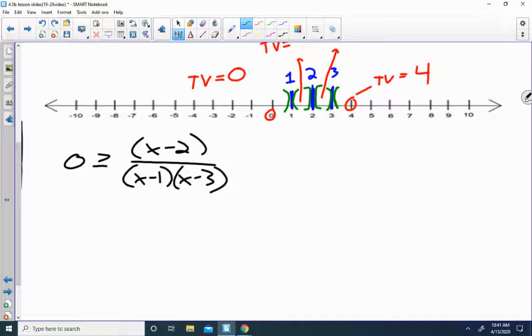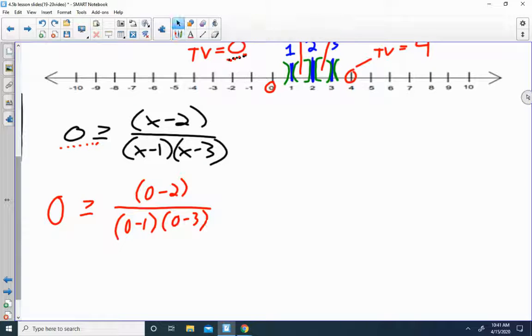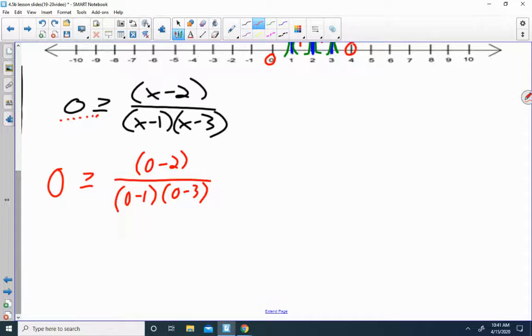And let's go ahead and plug in the first test value, which is going to be 0. Again, if you need to, have your calculators handy. And plugging in values for this one's going to be a little bit different this time. Also, I'm going to just write 0 greater than or equal to from here on out. So 0 greater than or equal to, and I'm going to plug in 0. So 0 minus 2 on top, and then 0 minus 1, 0 minus 3. Simplify from there.